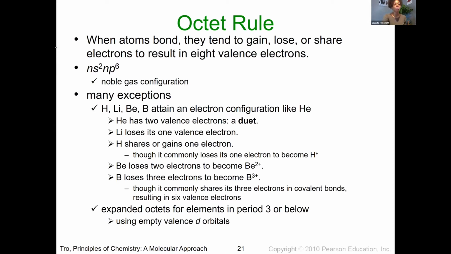The octet expansion rule only applies to elements found in period 3 or lower. When I say period 3 or lower, remember your periods are your rows, so that means period 3 or lower on the periodic table. Why is that? Remember, in that third energy level, the d subshells come into play. However, they're not filled at that time, so you have these empty d subshells that can actually hold more electrons. When we're developing these Lewis structures down the line, just keep in mind that some elements can have more than 8 if they are found in period 3 or row 3 or lower.